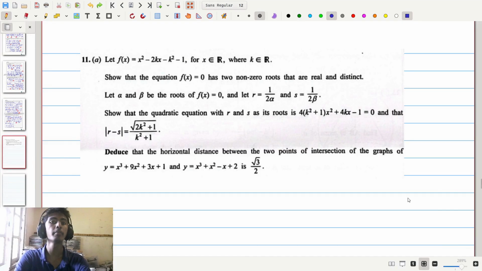2025 A-Level Combined Mathematics Paper 1 Part B, question number 11, Part A. We will be discussing Part B in the next video. Part A and B have to do with the roots of quadratic equations.